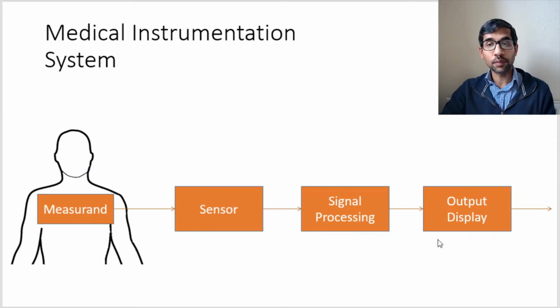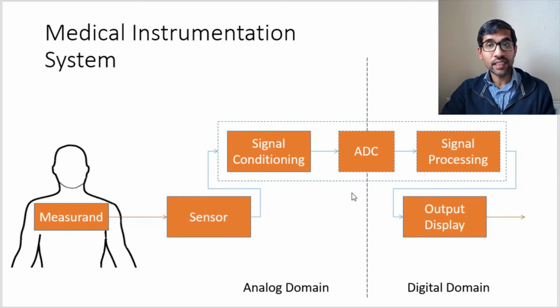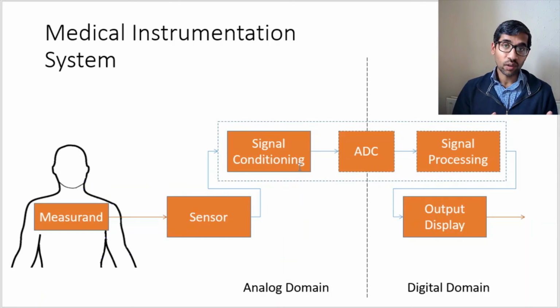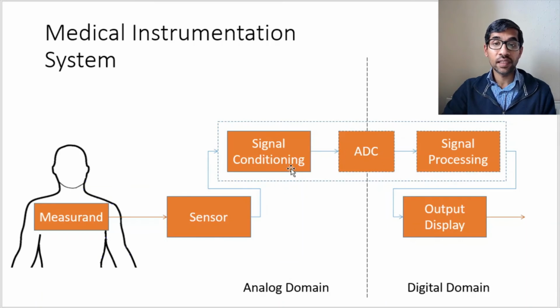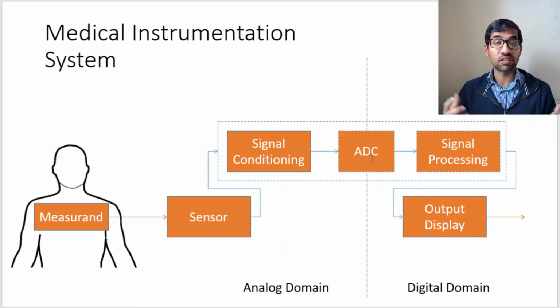Okay, so if the signal processing and the output display are in the digital domain, then we need an analog to digital converter in between the signal processing and the signal conditioning circuits, right? Now, what does the analog to digital converter do? It converts an analog signal into a digital signal. What does the placement of the ADC in between the signal conditioning and the signal processing mean? It means that the purpose of the signal conditioning changes slightly, isn't it? Now, the signal conditioning has to change the output of the sensor to a form so that the ADC can operate most efficiently.